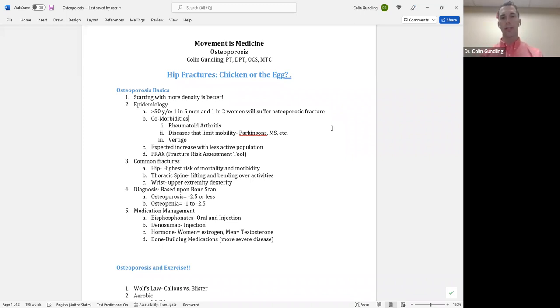Having rheumatoid arthritis, though, is a different factor. That in and of itself can increase your risk for fractures. So rheumatoid arthritis and some of those rheumatologic conditions can change your risk profile on their own without any change in mobility.